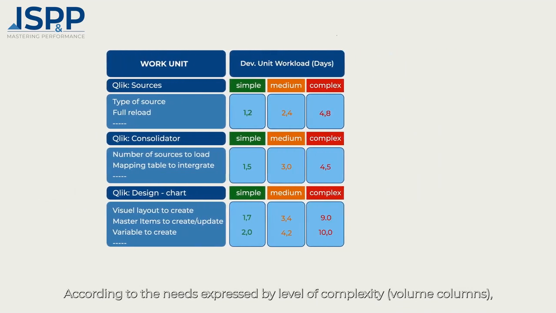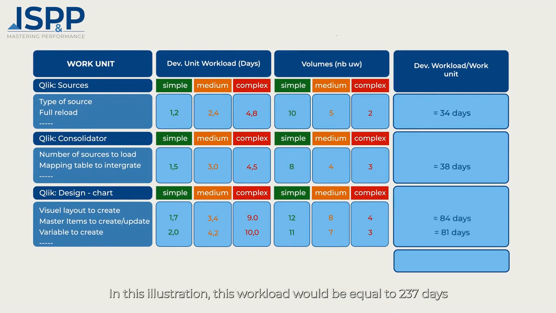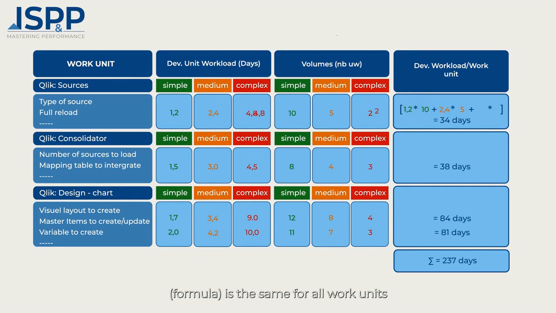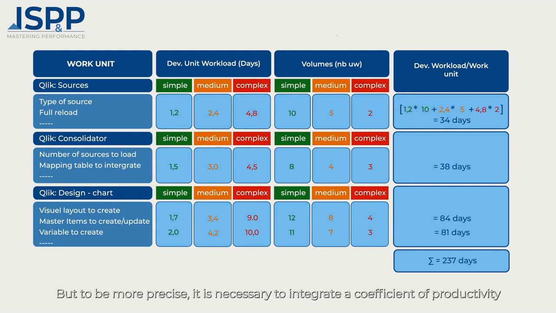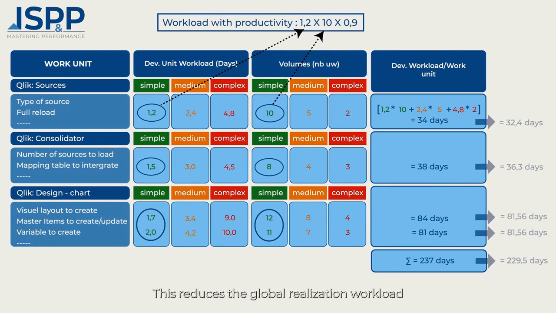Based on needs expressed by complexity, development workload is evaluated per unit of work. Then at the global level, as shown on screen. In this illustration, this charge would be 237 days. The method of evaluating workload per unit, displayed on screen, is the same for all units of work. To be more precise, it's necessary to integrate a productivity coefficient into the development costs of repetitive activities, reducing the overall workload.